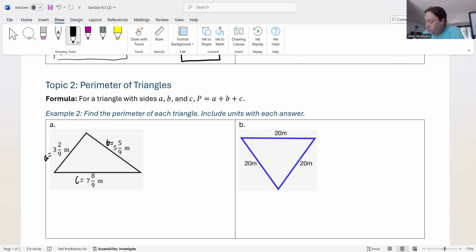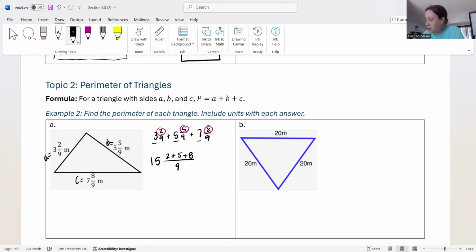So we would get 3 2/9 plus 5 5/9 plus 7 8/9. Okay, so we can start by adding the whole numbers. So 3 plus 5 is 8. 8 plus 7 is 15. And then we have, luckily, a common denominator for all of the fraction parts to these mixed numbers. So I'm going to add up my fraction parts. I'm going to keep the denominator as just 9. And then my numerator is going to be all of the little numerators we have here. So we're going to get 2 plus 5 plus 8.